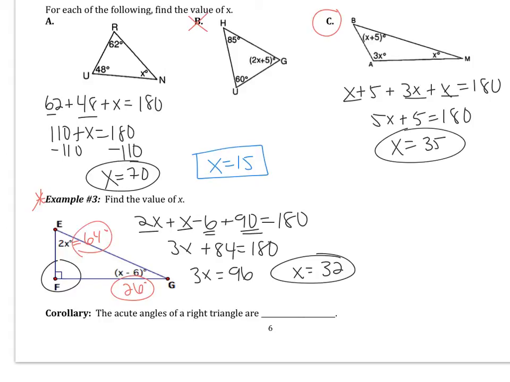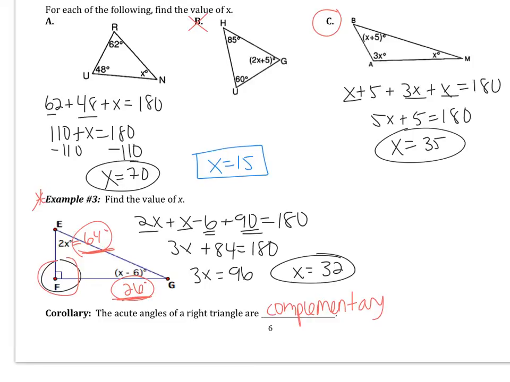Okay, so the next corollary says the acute angles of a right triangle are, so if we look at the right triangle above, F is my right angle. Well, what's true about these other 2 angles? You should notice that they are complementary. So in any right triangle, the 2 angles that are not right, those angles are going to be complementary. They're going to sum to 90.